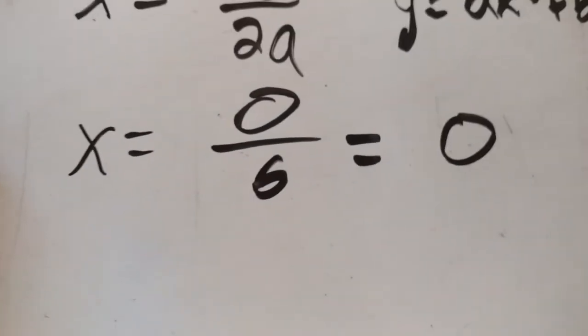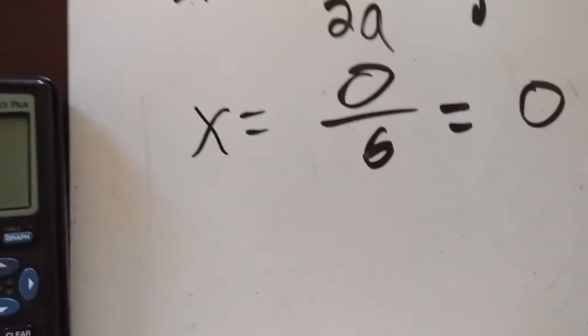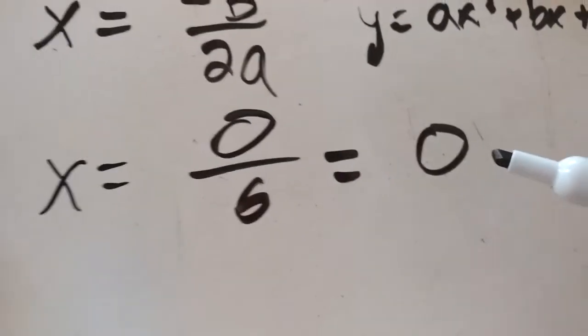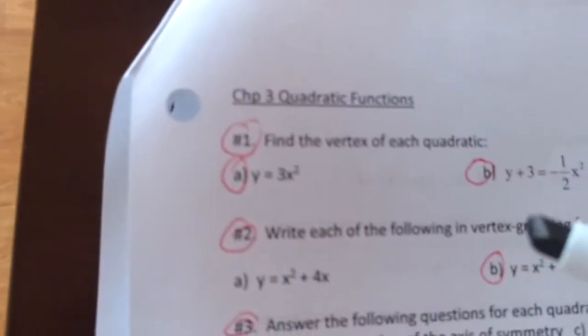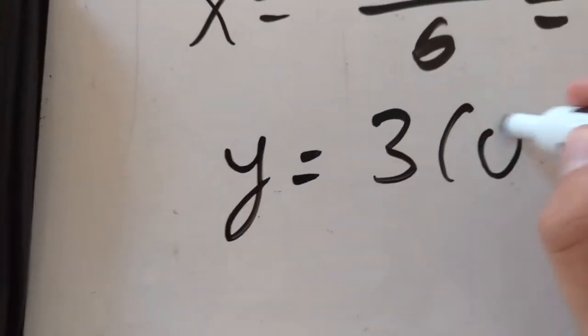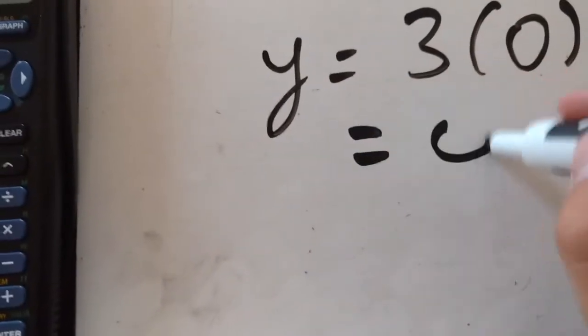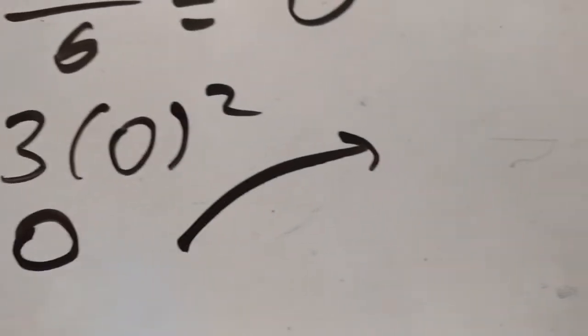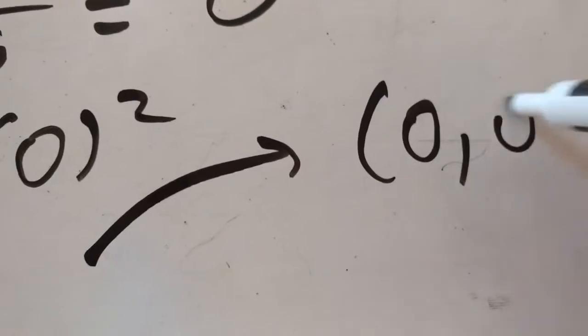But we need a y coordinate as well. It's not just enough to have an x coordinate, so we need to find y by taking this x and plugging it back into our equation and getting y. So we'll say y equals 3 times 0 squared. Well, 3 times 0 squared is also 0, so our vertex for question 1a is 0, 0.